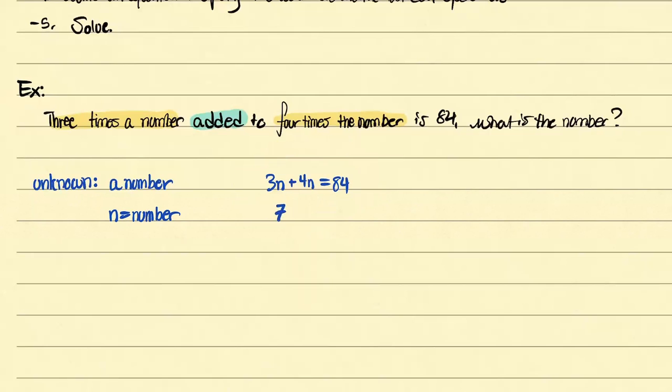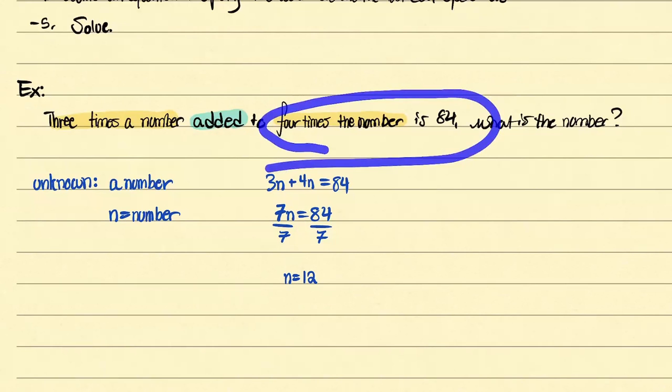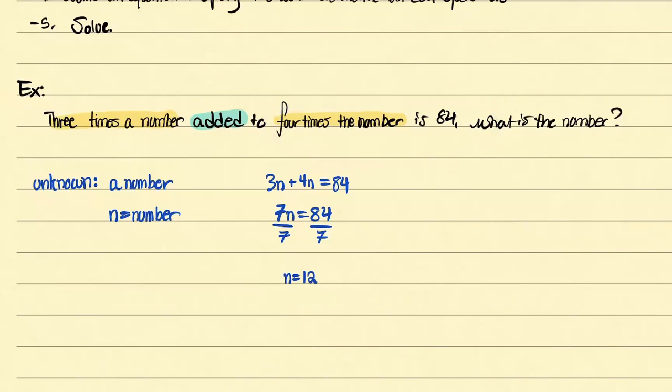And now we can solve for this. 3n plus 4n is 7n. Divide both sides by 7. And n will be 12. So if I were to multiply 12 3 times and multiply it 4 times and add them together, I would get 84. That is the final answer. So that number is 12. It's not too bad.